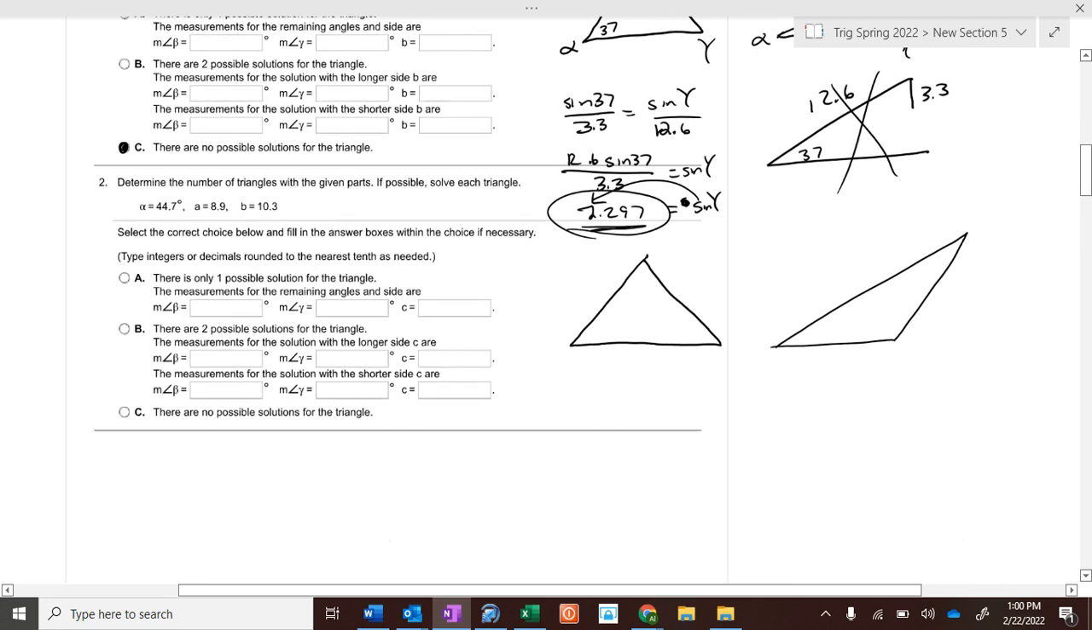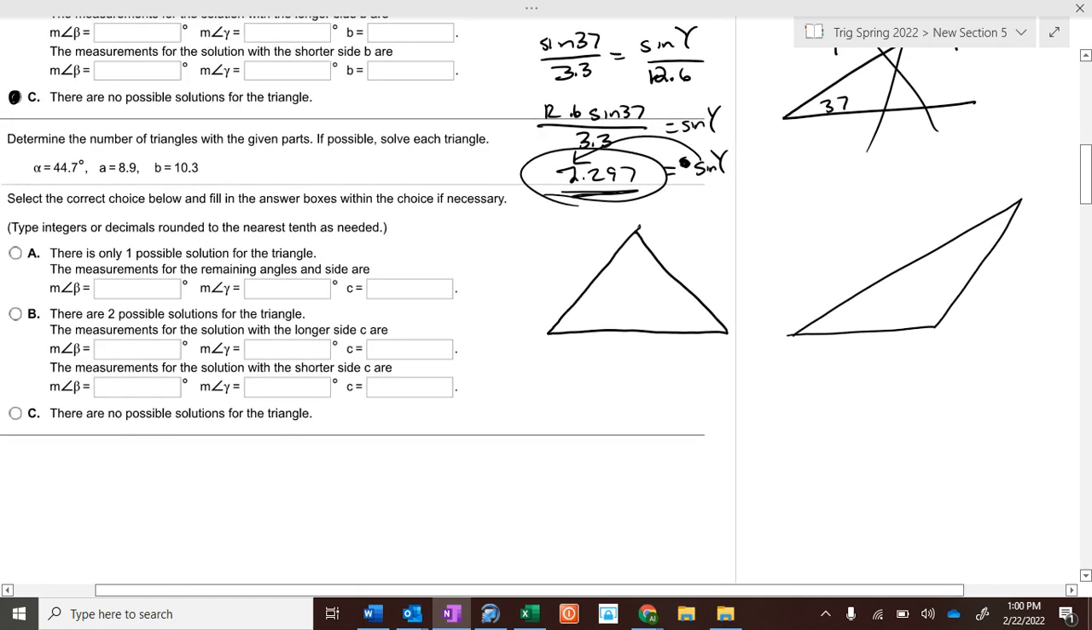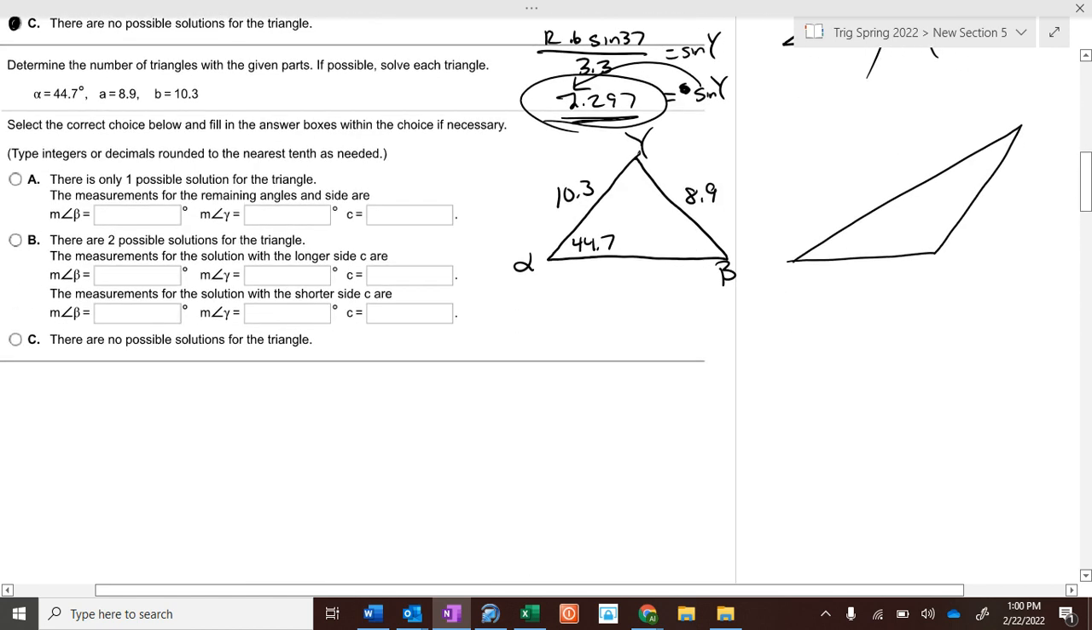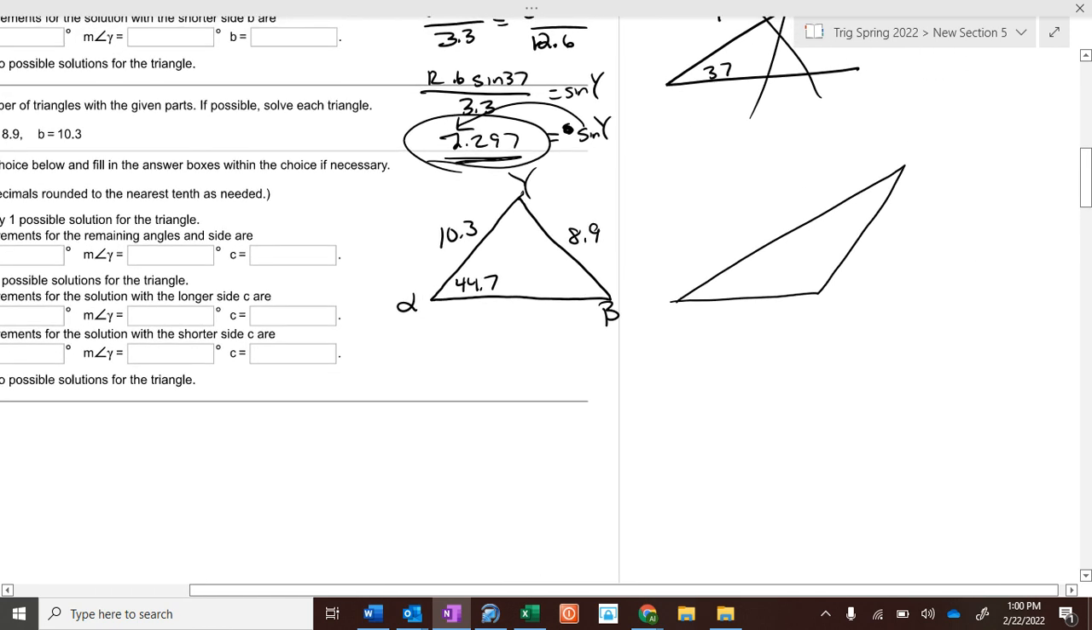So let's see what we start with on this one. All right. Alpha is 44.7. So this is alpha. A is opposite of that, 8.9. B is 10.3. So this is beta, and this is gamma. Okay? See, every problem's a little different. Gamma went here that last time, and beta went up there. It just depends what letters you're given, where you put them. So alpha, beta, gamma. So this is 44.7, 10.3, and 8.9.